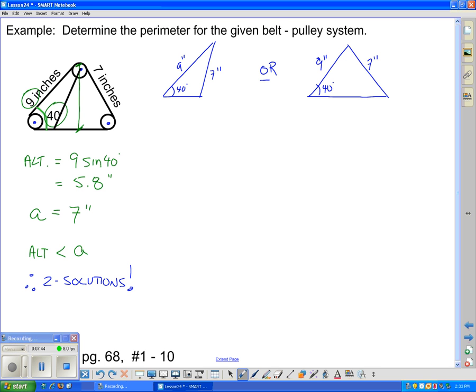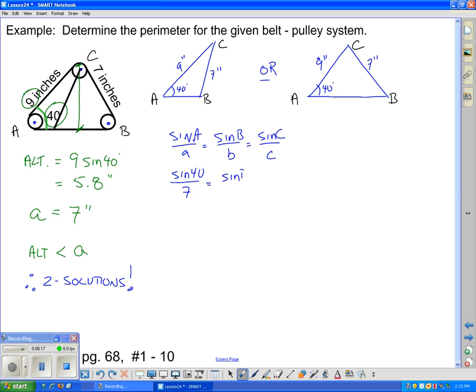Okay, so sine A over A equals sine B over B equals sine C over C. So I know sine of 40 over 7 is going to equal... So now I got to label my triangle, and at this point it doesn't really matter, ABC, so I'll be consistent all the way through. Sine of angle B over 9 equals sine of angle C over side C.